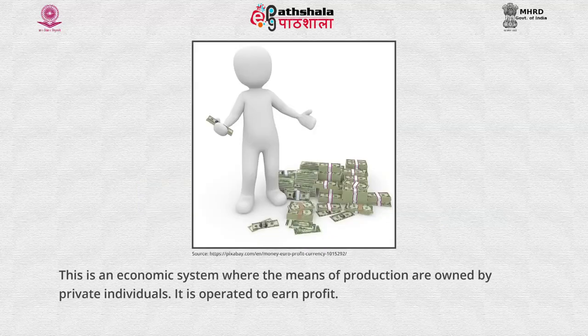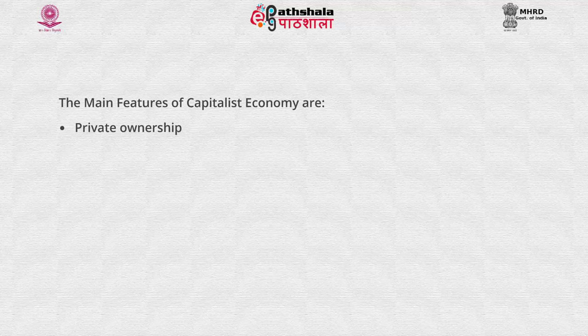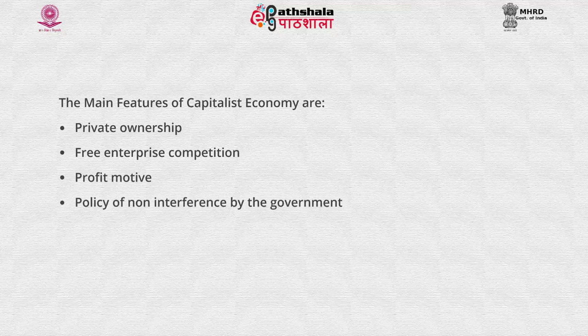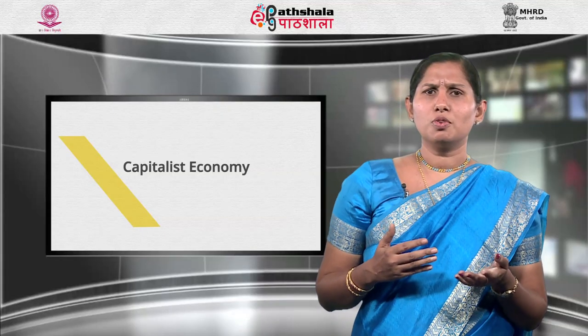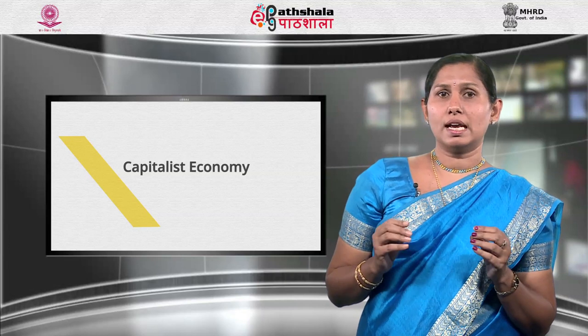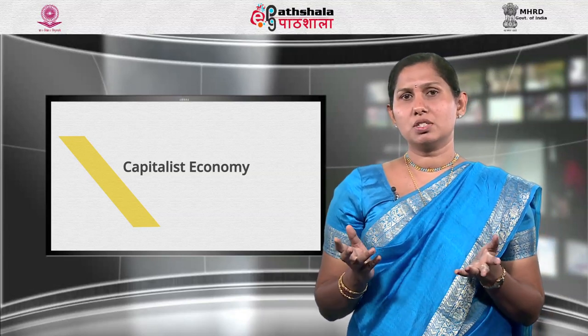Capitalist economy is an economic system where the means of production are owned by private individuals. It is operated to earn profit. The main features are private ownership, free enterprise competition, profit motive, and policy of non-interference by the government. It allows full freedom to the individual to pursue his ends, unmindful of what happens to others.